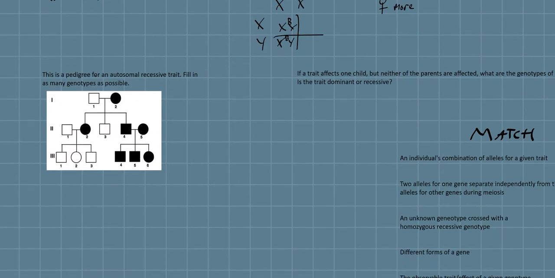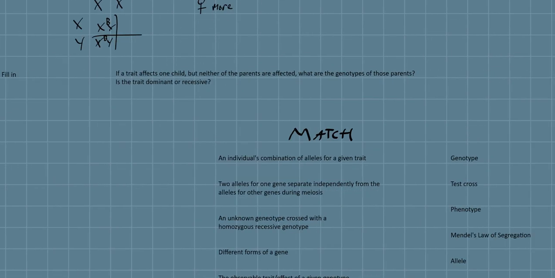We're going to look at this pedigree in a moment, but first, if a trait affects one child, but neither of the parents are affected, what are the genotypes of those parents? This seems like not enough information, but it is. So if a trait affects one child, but neither of the parents are affected, this has to be a recessive trait. And both parents have to have it, and it's not just with the X's and Y's, this could be autosomal too.